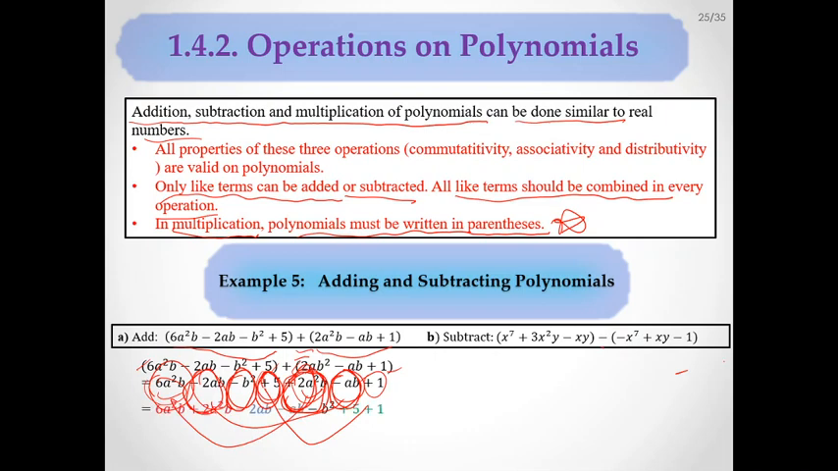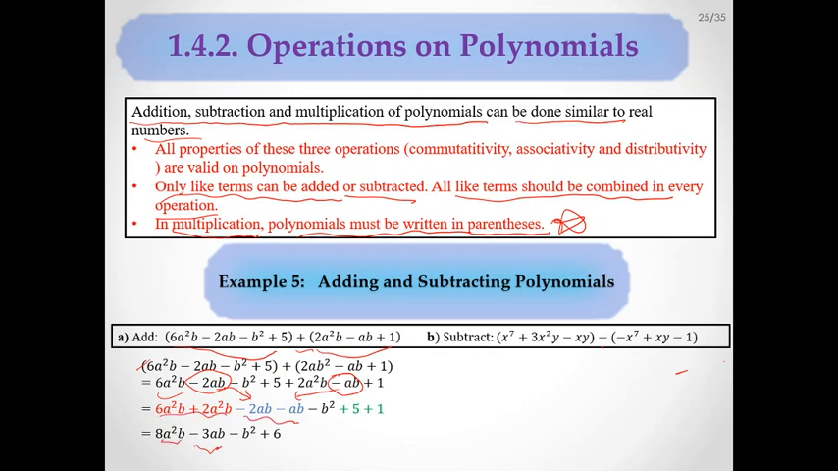Okay, what else? Let's see. So here are the like terms, and we change their places. This becomes, okay, it came up to here, and negative 2a came to here. Anyway, we do the same for the others, and then we calculate. This makes negative 3ab, this makes 8a squared b, and this makes 6.